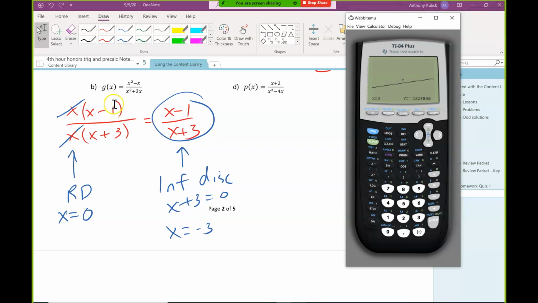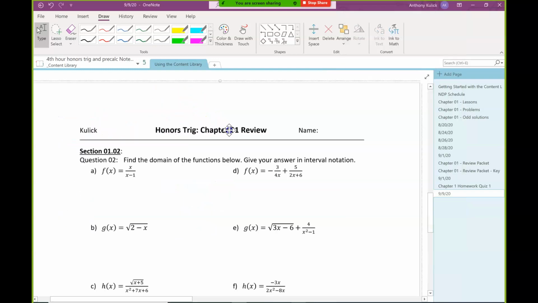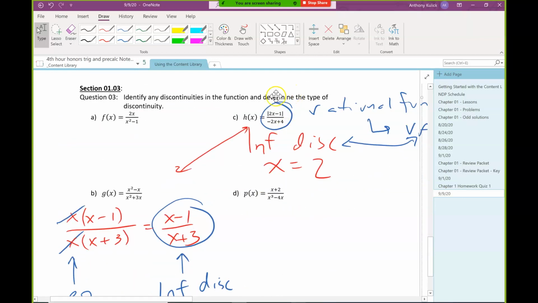The good news is, though, if the degree of the numerator and denominator are both 1 or less, I don't have to worry about a removable discontinuity. It can't happen. So like on a problem like C, I didn't have to worry about it. I knew that there could be no removable discontinuity because I have a degree 1 over a degree 1.